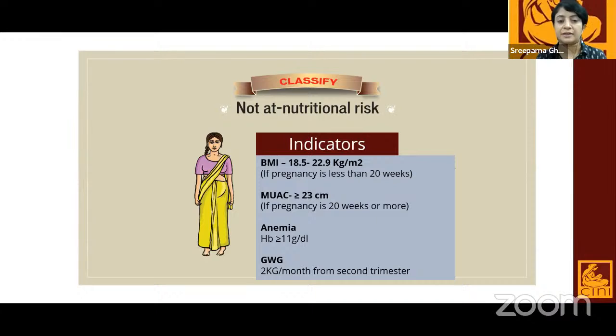The first condition is a normal woman during pregnancy, who is called a woman not at nutritional risk, where there are specific cutoffs of her BMI, MUAC, anemia, and gestational weight gain. I'm not going into the details of the indicators. We can share at any point of time. So any pregnant woman falling within this category is categorized as not at nutritional risk.